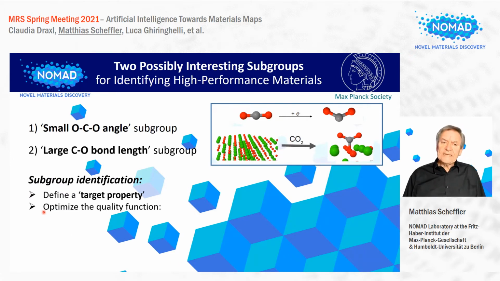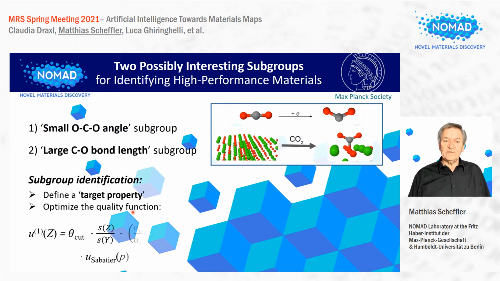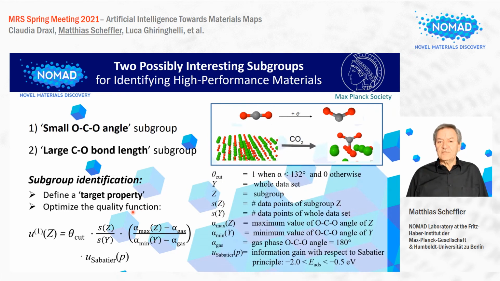Actual subgroup discovery then goes as follows. We first have to define the target property. So let's say we choose number 1, bond angle. We like to find subgroup that promotes a small angle. Then we have to define the quality function that should be maximized. And here you see what we have done. There is a cutoff telling that we only look at systems, materials that when you absorb CO2 will result in an angle smaller than 132 degrees.